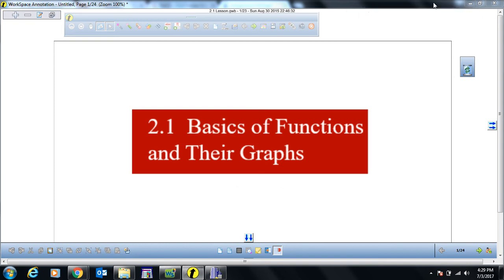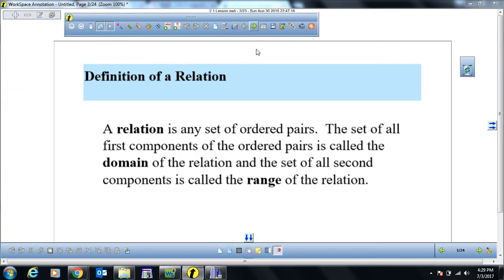In this section 2.1, we're going to be covering the basics of functions and their graphs. Now, the first thing we're going to go through is a couple of definitions, concepts that you need to know from this section. First of all is a relation.